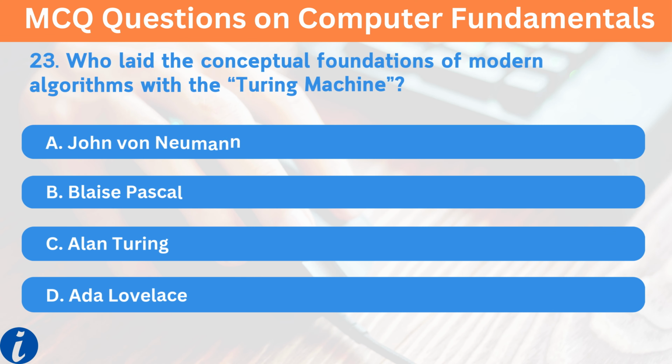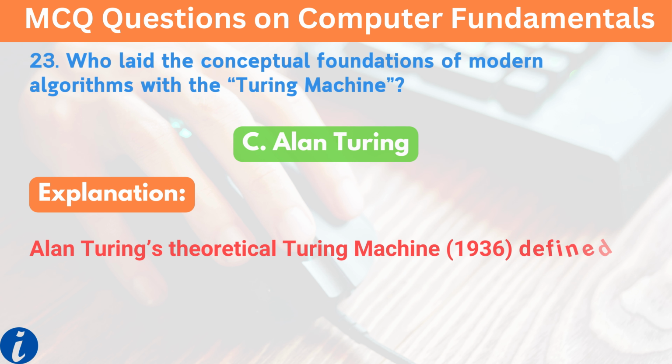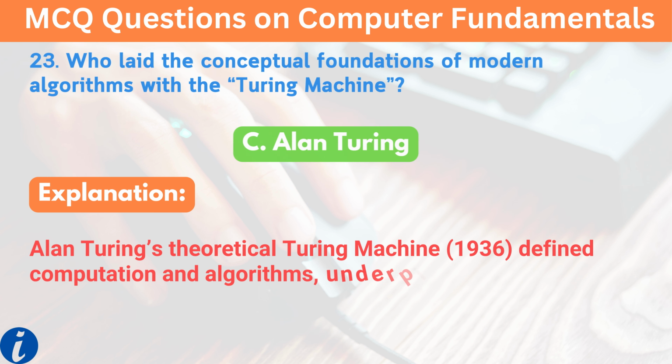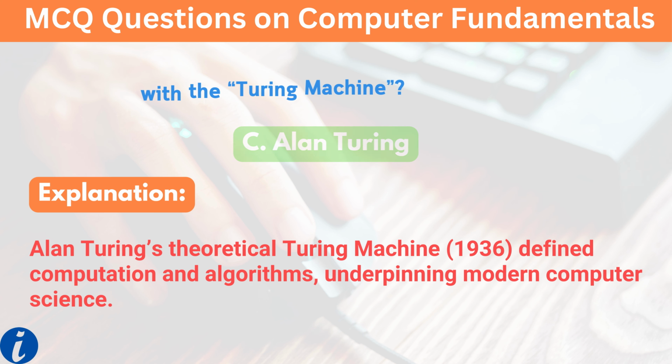23. Who laid the conceptual foundations of modern algorithms with the Turing machine? A. John von Neumann. B. Blaise Pascal. C. Alan Turing. D. Ada Lovelace. The correct answer is C. Alan Turing. Explanation: Alan Turing's theoretical Turing machine, 1936, defined computation and algorithms, underpinning modern computer science.